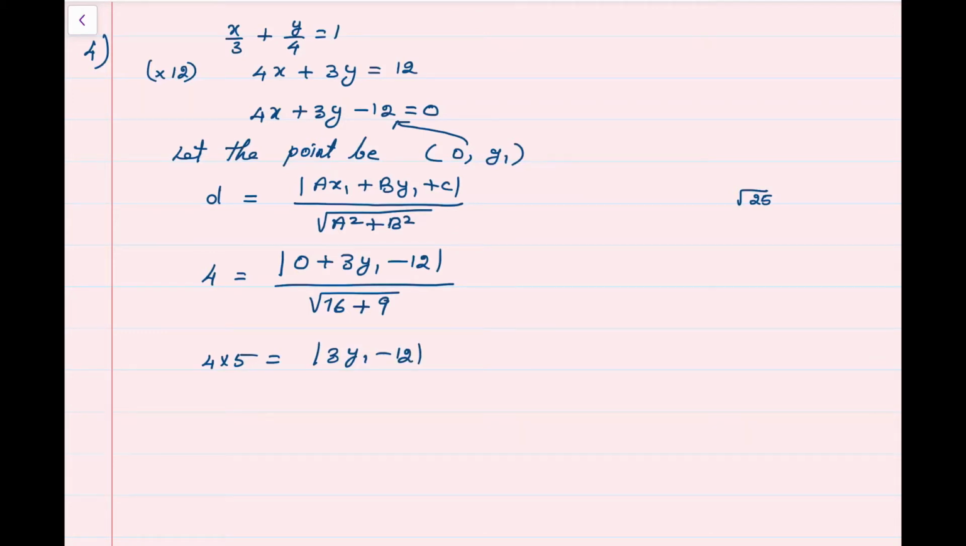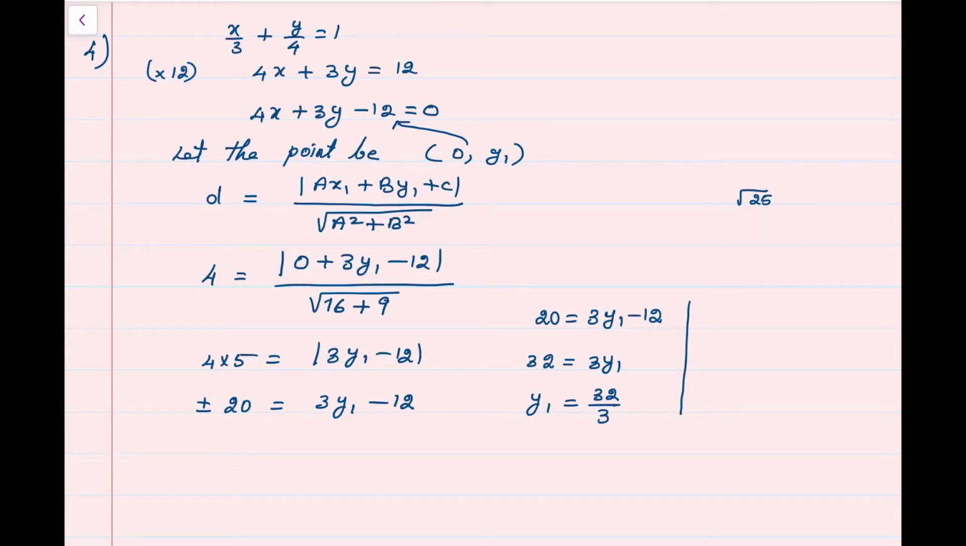To remove the absolute value sign, we have to write plus or minus sign on any one side of the equation. Plus or minus 20 is equal to 3 y1 minus 12. Now we have two equations to solve. We will take plus 20 equal to 3 y1 minus 12. Therefore, 3 y1 is 32. y1 is equal to 32 divided by 3.